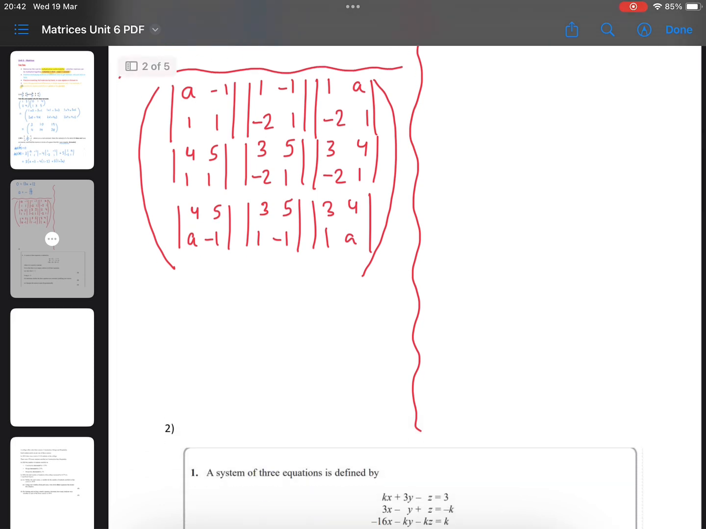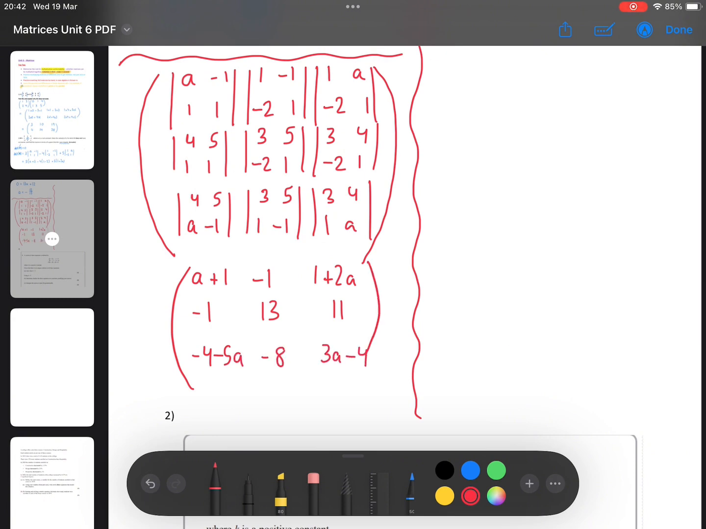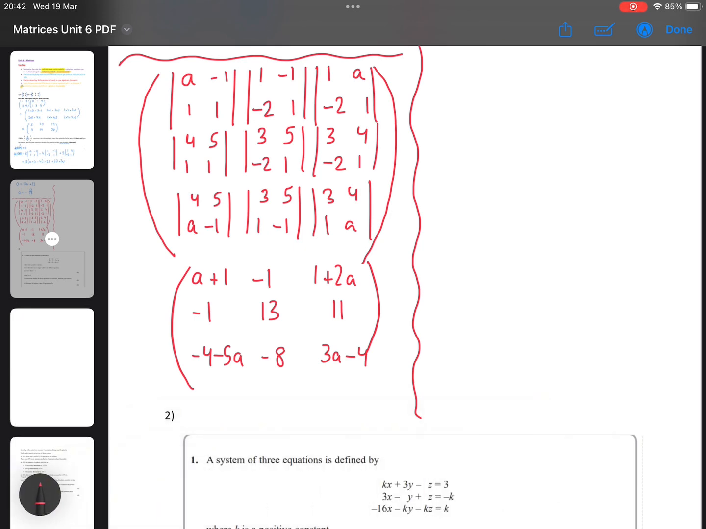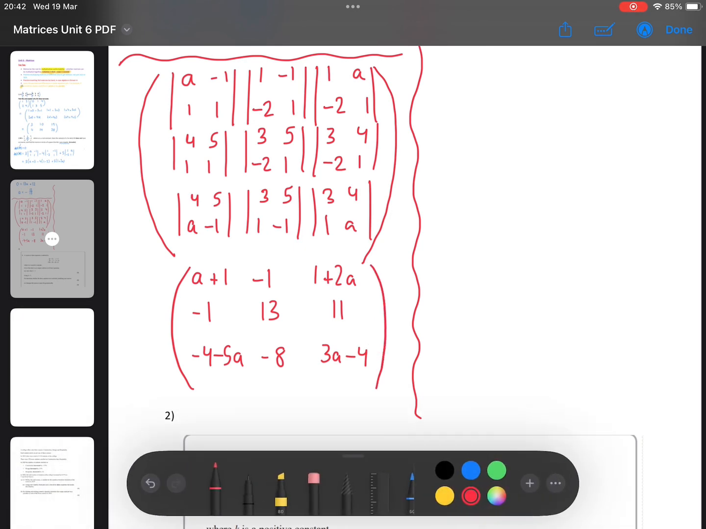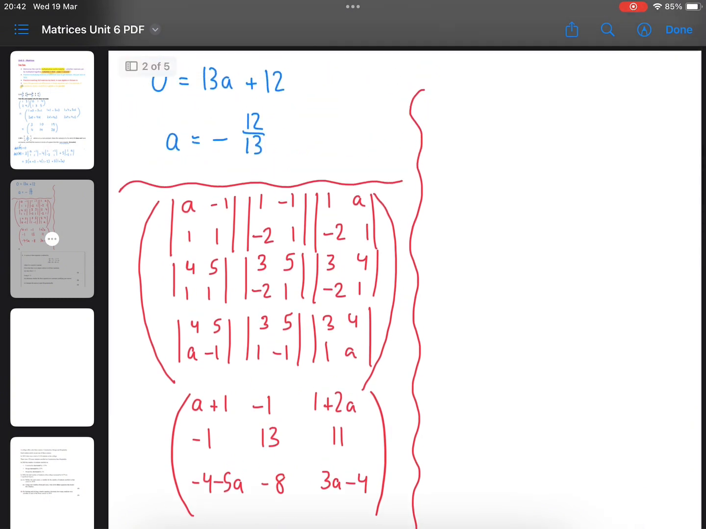And then we're going to find the determinant of each of those small ones. And we get a plus 1, minus 1, 1 plus 2a, minus 1, 13, 11, minus 4, minus 5a, minus 8, and 3a minus 4. So that's the matrix of minors. And then we need to find the matrix of cofactors.